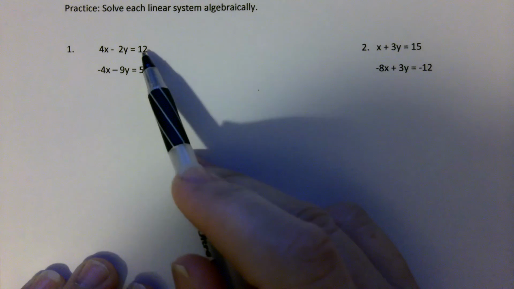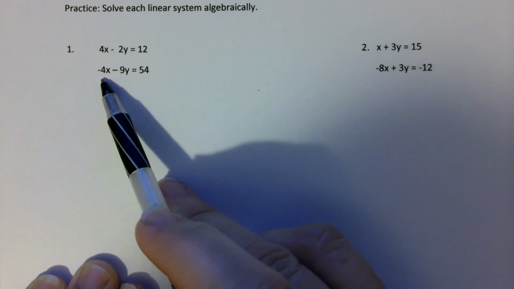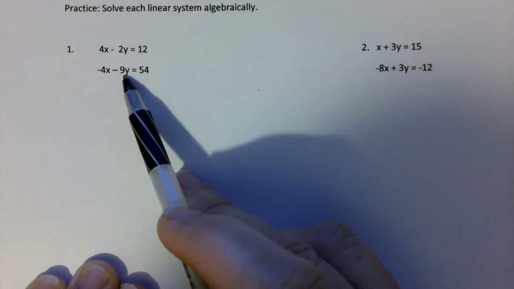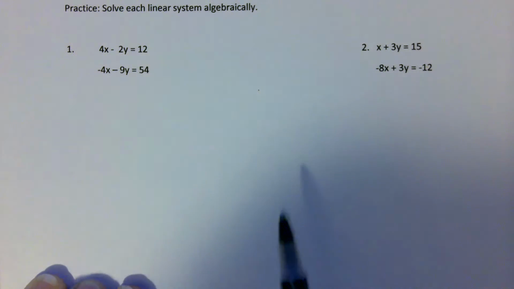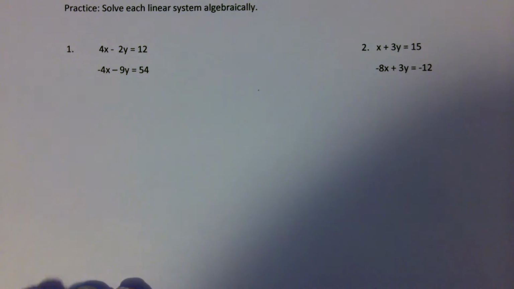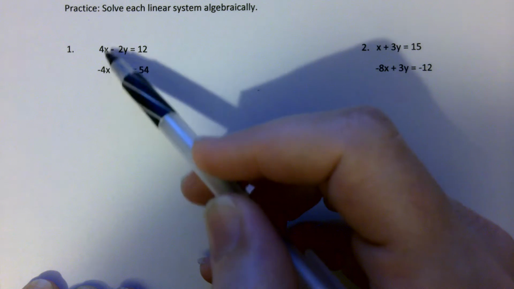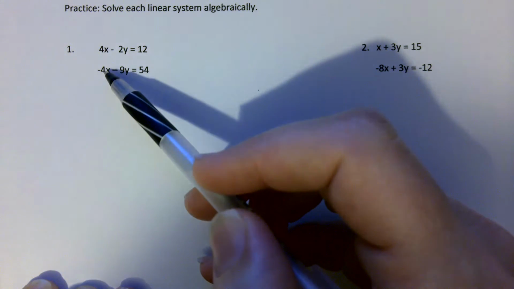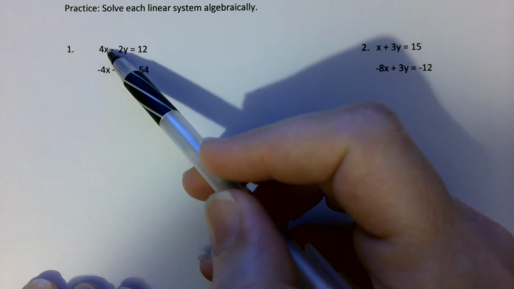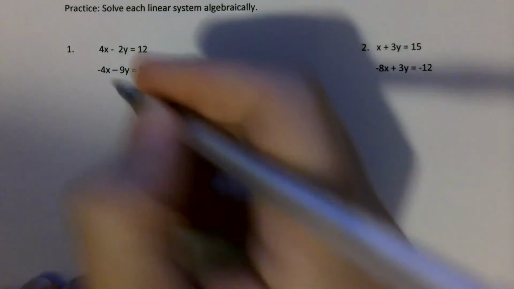Here's our first pair of equations. So notice that the x's are lined up underneath each other, the y's are lined up, and the constants are lined up. So we're ready to solve this using the elimination method. I take a look at my x's and I realize these are an opposite pair. The opposite of a positive 4x is a negative 4x. So I am ready to eliminate.